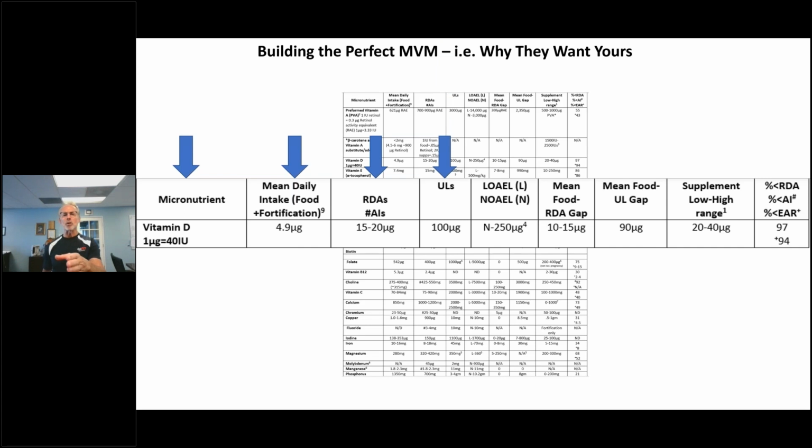So no matter what happens, no matter what we give someone as a supplement, I do not want to cross 100 mics, which is about 4,000 IUs. Micrograms we have to use now because they just changed the ruling, the laws and so forth. So that's what you're going to see on labels. We'll use both for now. So what's the gap between the food intake and RDA? Well, there it is there. What's the gap between the food intake and UL? So I know I can't cross that no matter what I do. Guess what? There's your supplement. Somewhere between 20 and 40.